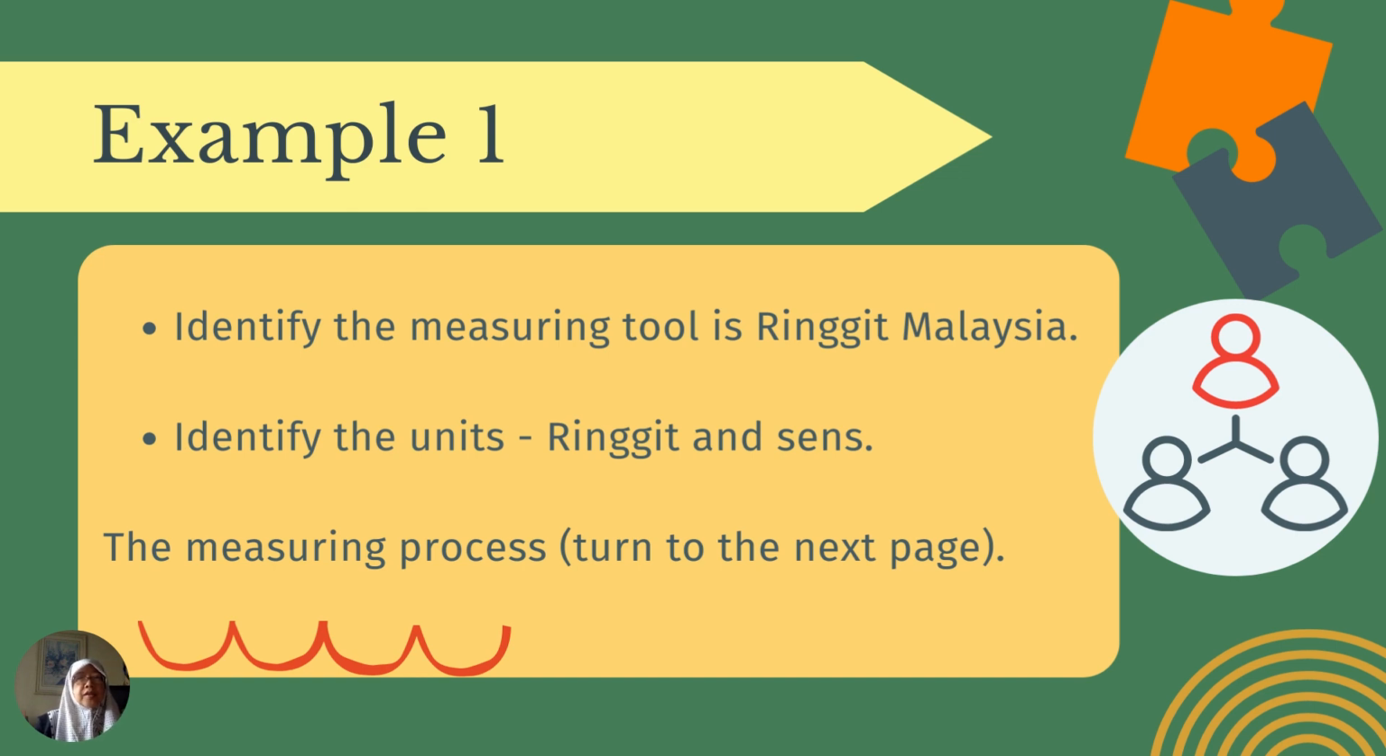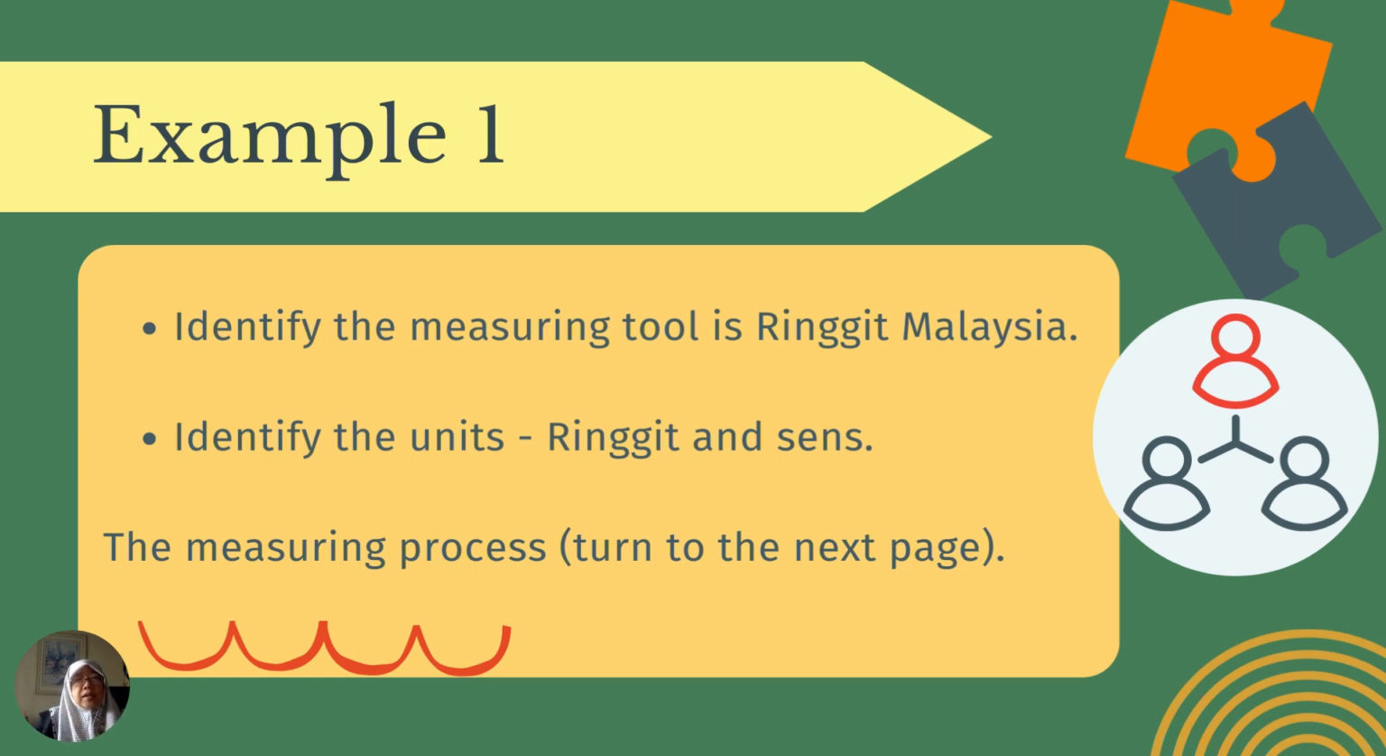So first you need to identify the measuring tool. The measuring tool is actually Ringgit Malaysia. And identify the units. What will the units be? The ringgit banknotes, and the cents, the shillings. So these are the units. You're not going to use Singapore dollar. You're going to use Ringgit Malaysia, and 50 cent or 20 cent, which is Malaysian shillings.